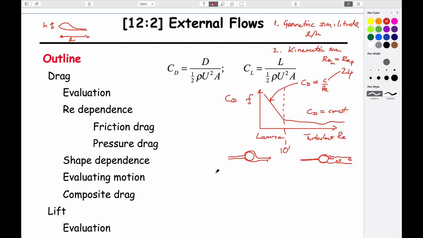And the third part is that dynamic similitude requires that typically the Euler numbers are the same.